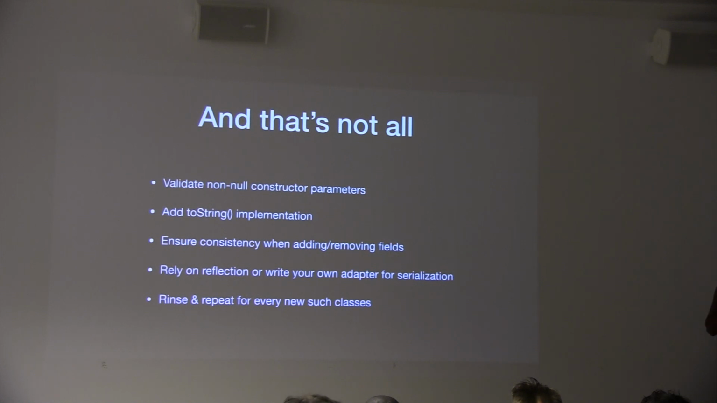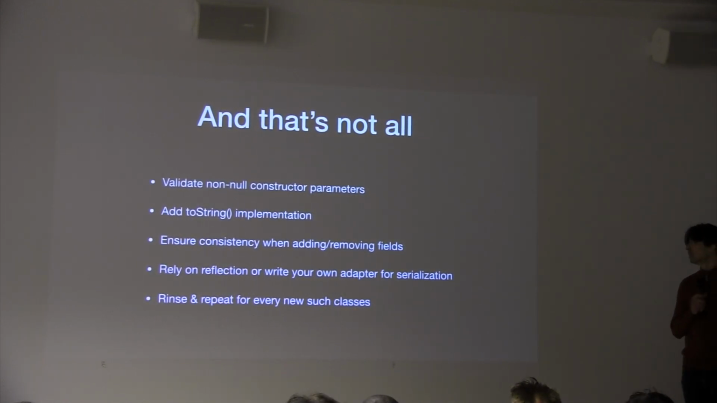Talking about serialization, if you're consuming from an API and you have this class, you are either going to rely on reflection, which can be slow, or you have to write your own custom adapters to parse this class and repeat this for every new class that you have in your project.